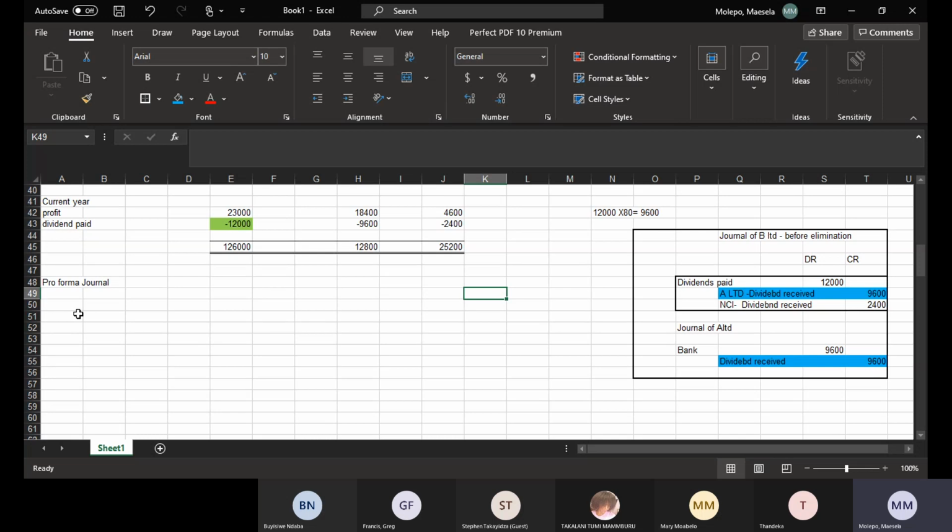And then we're going to share it according to the owners of the parent versus the non-controlling. So the owners of the parent will be represented by the 69,400, and the non-controlling will be the 4.6. Then the total of the profit will be sitting at 74,000. Then we go to the statement of change in equity.